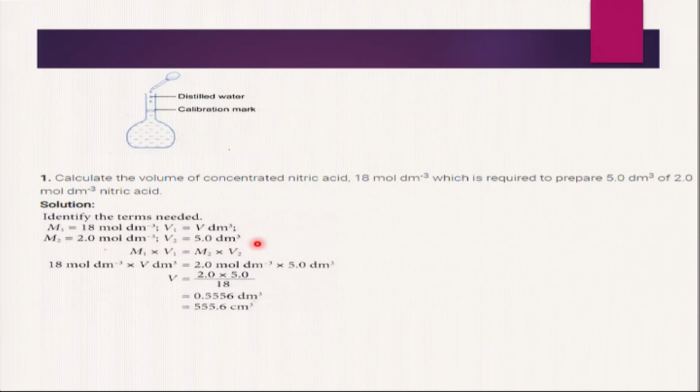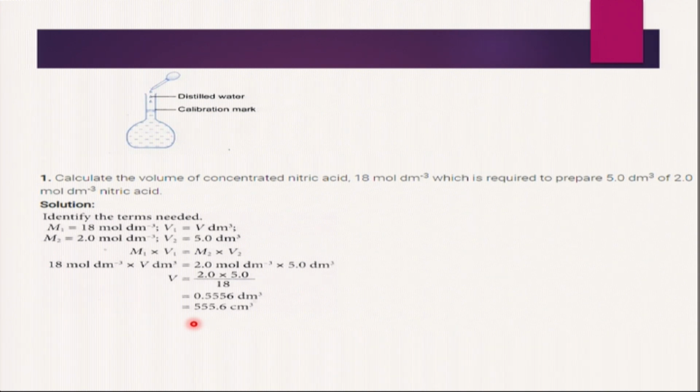V2, you are preparing 5 liters. 5 decimeter cubed is equivalent to 5 liters. So using the same relationship, you substitute in M1V1 is equal to M2V2. Then you will get the volume in decimeter cubed, and then finally change it to centimeter cubed. When you change it to centimeter cubed, then you will be able to measure. So this is the volume of the concentrated acid, which contains 18 molar per decimeter cubed, that you will have to measure.